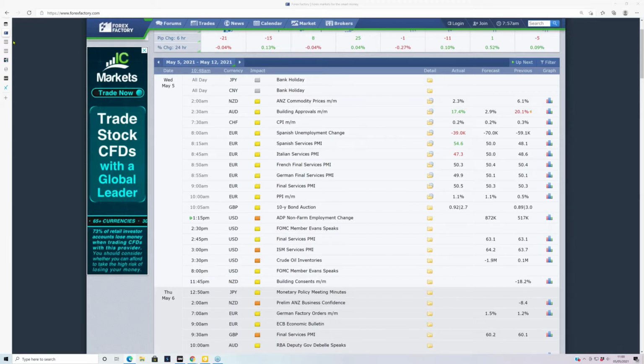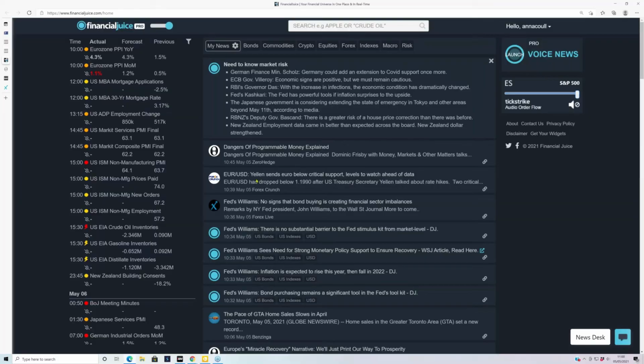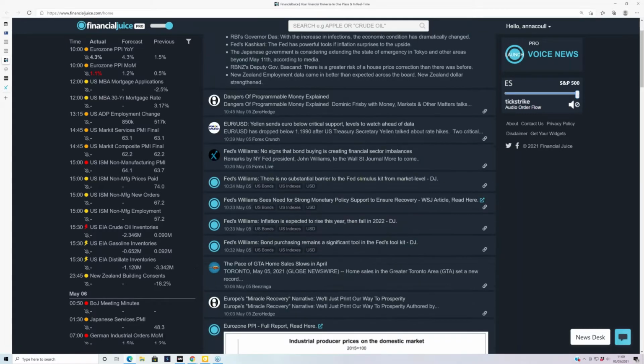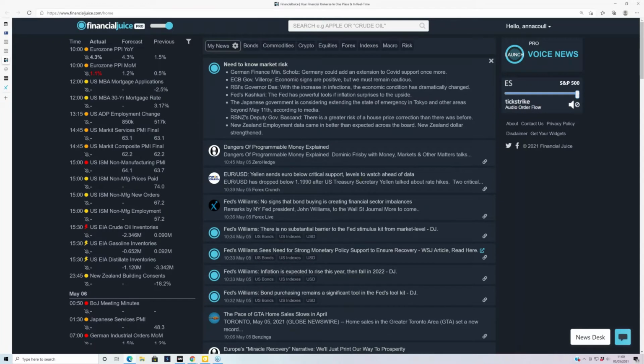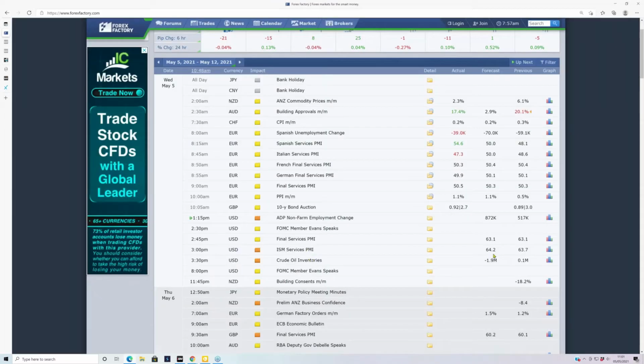Now, I also have another economic calendar. In fact, there's a third one I'd like to introduce you to. This is Financial Juice. There is a free version of this. It's a little bit delayed, but it's much more comprehensive than the Forex Factory one, which is fine, by the way. It's a great economic calendar, not least because, I'll tell you for why.